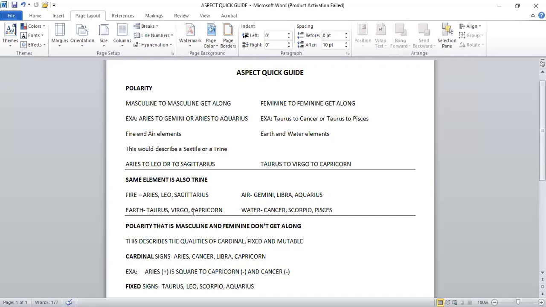Let's just put a parenthesis, just so I said it, okay? So we can have the same thing here in air: Gemini, Libra, Aquarius. Libra to Aquarius would be air to air, or Aquarius to Gemini, air to air, right? Same thing with water: Cancer, Scorpio, Pisces. Scorpio to Pisces, or Pisces to Cancer to Scorpio. Those are all water elements, and there'll always be a trine.